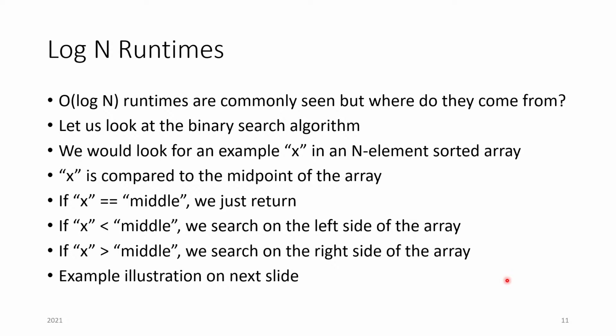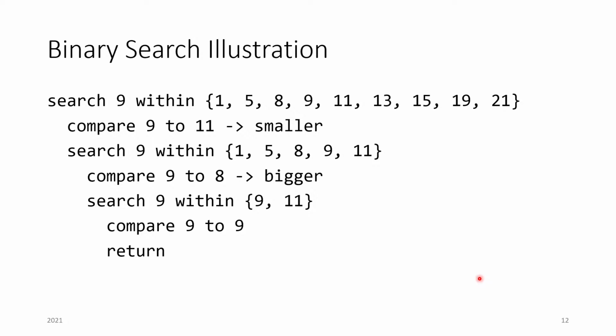So just to reiterate binary search: if we're looking for some element x, where x is the value, we compare it to the midpoint of the array, where the array is already sorted from least to most. If it's the midpoint, meaning the middle, just return because we already found it. If it's less than the middle, we search the left side of the array. If it's more than the middle, we search the right side of the array. And we keep on repeating this. So our example here: if x was 9, and we need to find 9 in this array of values that's already sorted from least to most, the midpoint for our array is 11.